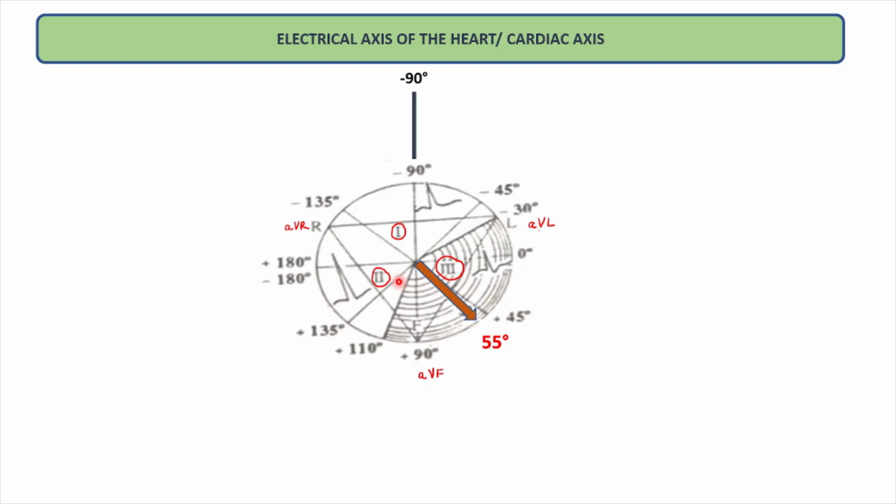Now this is the 90 degree electrical field. This is the 30 degree electrical field. This is the plus 90 degree electrical field in the positive field, and this is the plus minus 180 degree field.